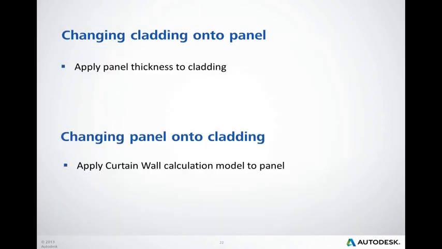Some hints about converting panels onto claddings and claddings onto panels. To change a cladding onto a panel, one should apply panel thickness to it. If a panel should be changed onto a cladding, it is required to apply the curtain wall calculation model to such a panel.